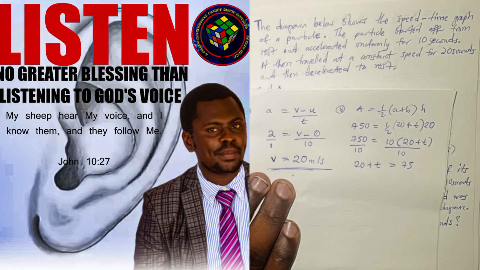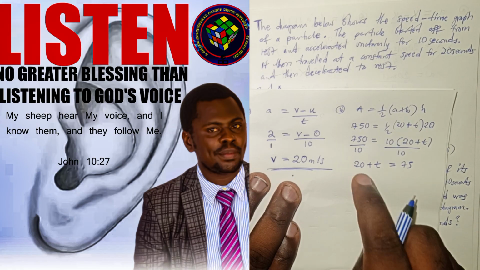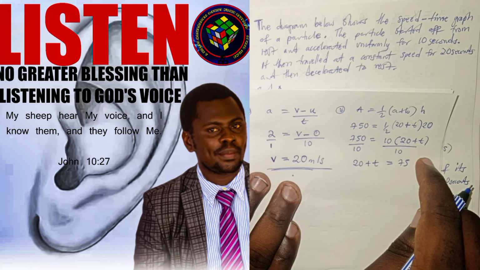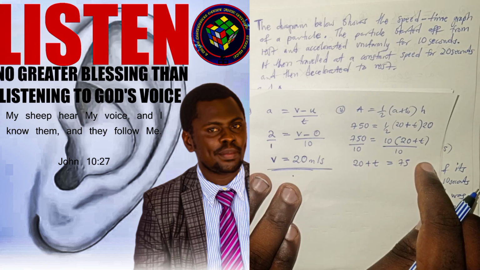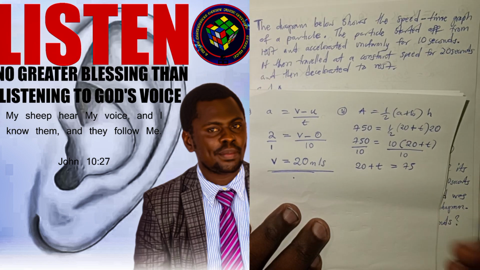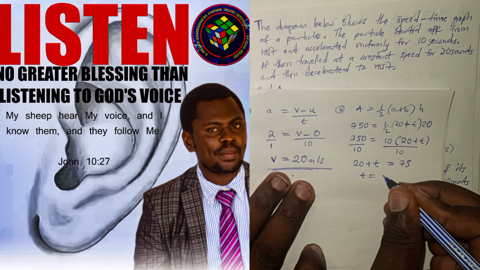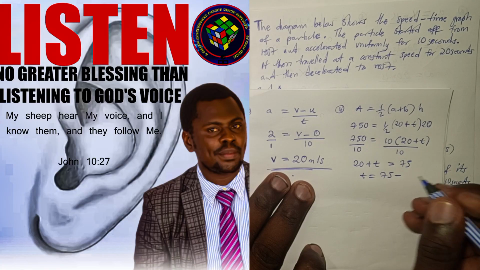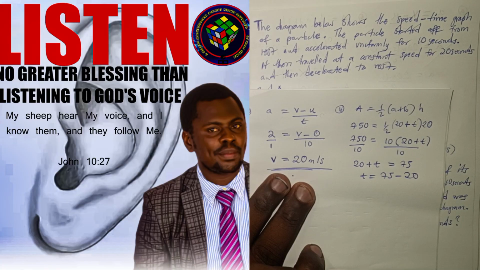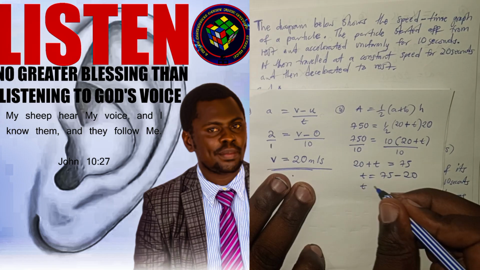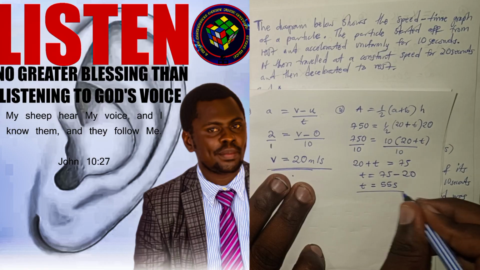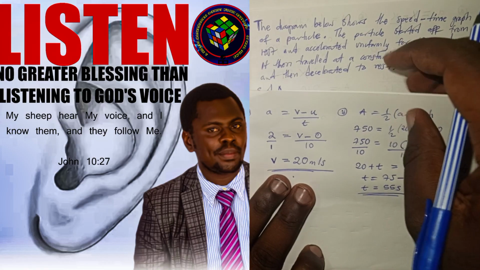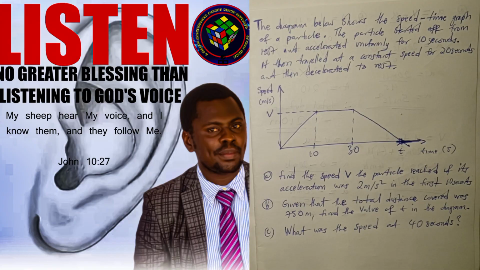Okay, now for us to remain with t this side, the 20 will come this side. Here it is a positive 20. This side it will be a minus 20. So we have t is equal to 75 minus 20. Okay, so what is 75 minus 20? Yes, we get 55. So t is equal to 55 seconds. Okay, we go to the last question.